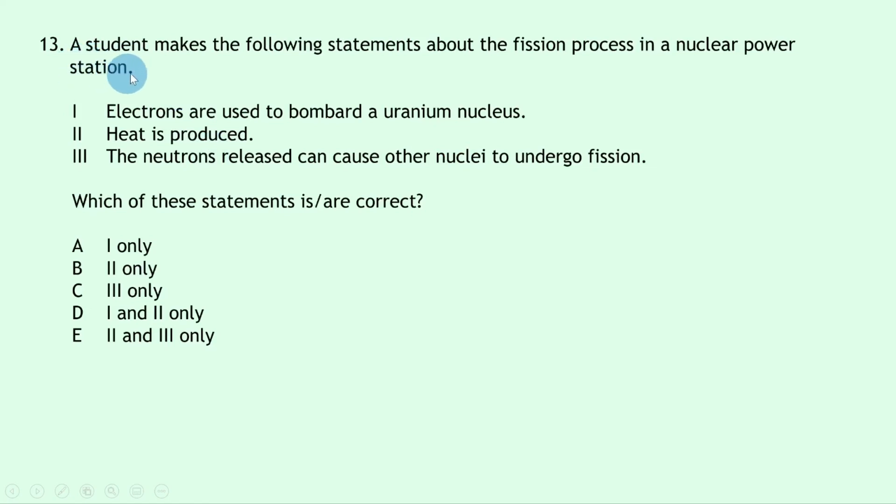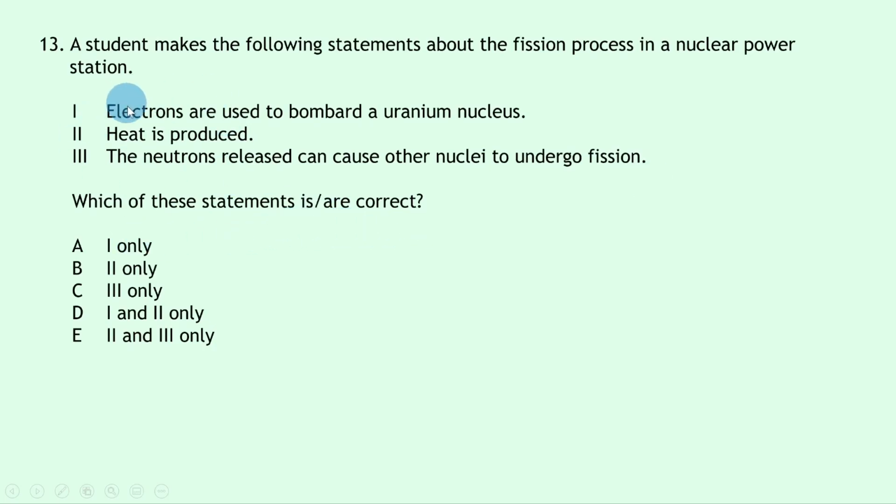Question 13 says that a student makes the following statements about the fission process in a nuclear power station. Statement 1 says electrons are used to bombard a uranium nucleus. Statement 2 says heat is produced, and Statement 3, the neutrons released can cause other nuclei to undergo fission. Which of these statements is or are correct?